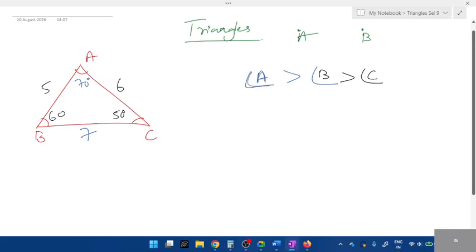Now, if you observe the sides, whichever has the largest angle, the opposite side will be greater. Which is the greatest side of all three? Respond. BC. Isn't it opposite to angle A? You have to understand this. BC will be greater than, which is opposite to B? AC. AC will be greater than, which is the last side? AB. This is the important concept. So whichever angle is greater, the opposite side will be greater.